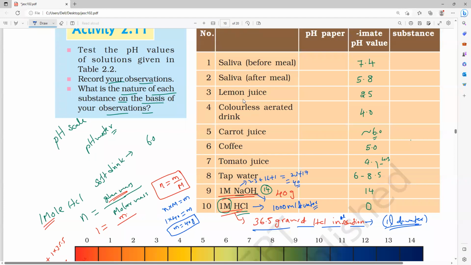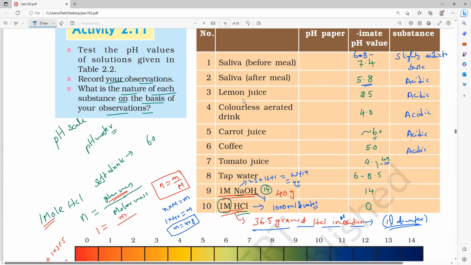7.4 actually, saliva before meal varies from 6.8 to 7.4, so slightly acidic to basic. 5 after meal is completely acidic. So that is why acidic. Next 2.5 acidic, 4.4 also acidic, 5 also acidic.